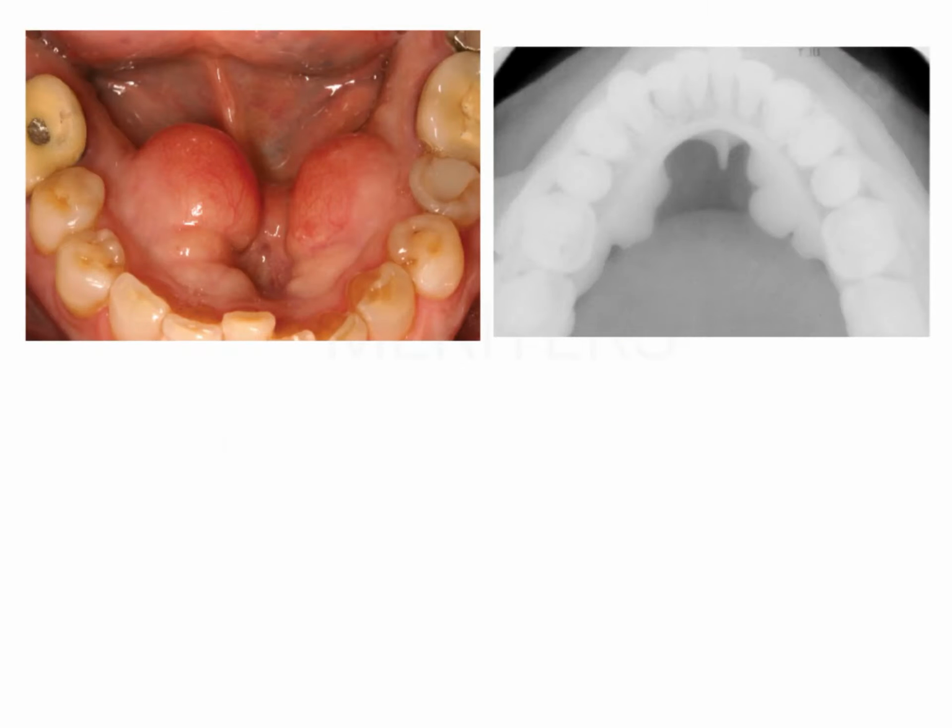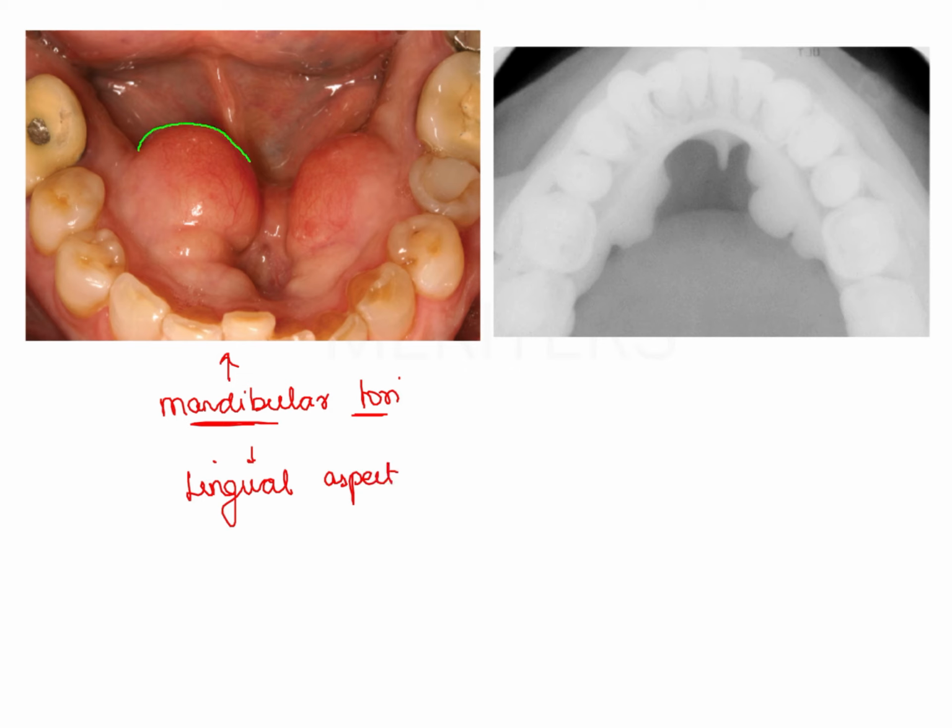And next comes mandibular torus. This picture shows the situation of the mandibular torus. Here we can appreciate that it is situated on the lingual aspect of the teeth, in the lingual sulcus. If you observe this picture, we can make out that it appears lobulated. You can see multi-lobulated masses present on the lingual aspect of the mandibular posterior teeth, and the teeth involved are in the premolar region. The torus is centered towards the lingual aspect of the premolar region.